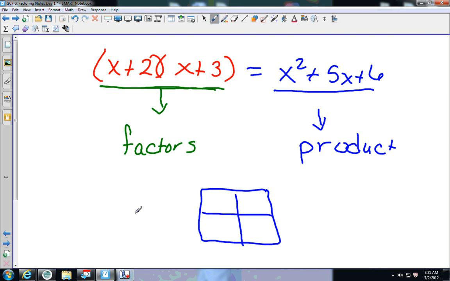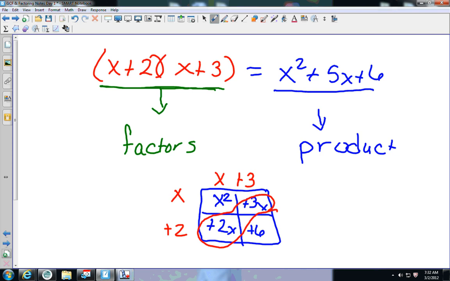And remember, we put the factors on the outside, x plus 2, x plus 3, okay? And that's where we came up with the x squared plus 3x plus 2x plus 6. And I got the 5 because I added these together, right? So that's what we should know how to do.